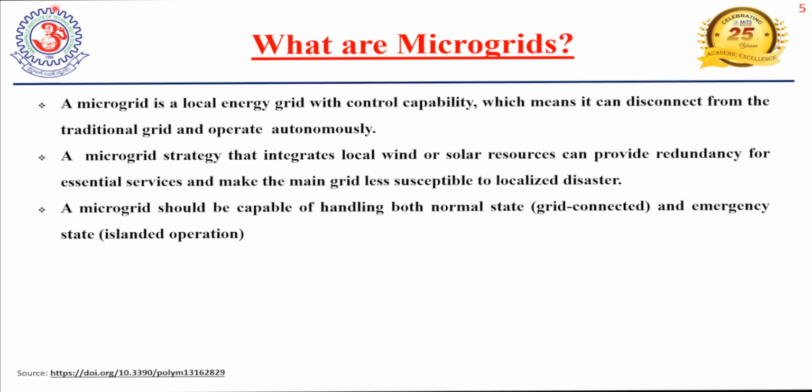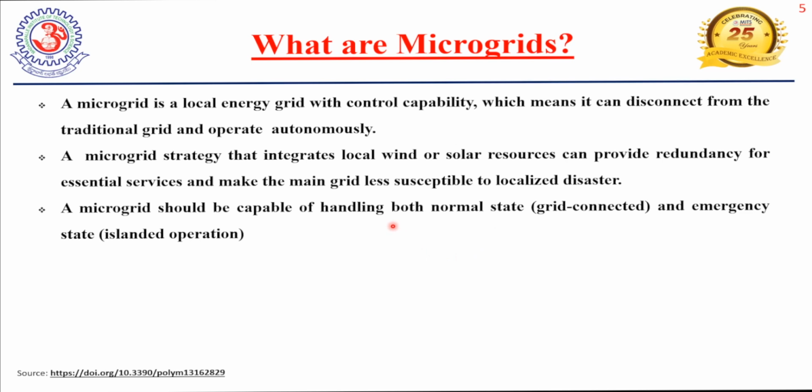Next, you can see the second point: a microgrid is a strategy that integrates local wind or solar sources. That means here we will integrate or add wind and solar resources. Already I mentioned that in the microgrid we mostly have to prefer wind power or solar power systems. Why? Because they are in demand now. Because they are renewable energy sources, there is no pollution, and in the future also we can generate more power from wind and solar. They are free sources available in nature.